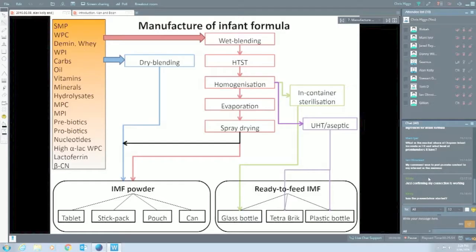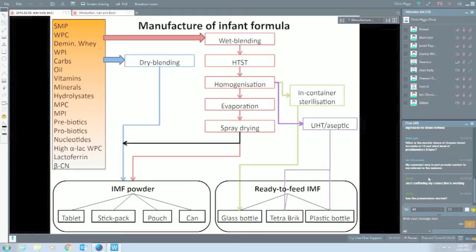About half of the ingredients on the list, like skim milk powder, whey protein concentrate, demineralized whey protein isolate, milk protein concentrate, milk protein isolate, are protein-based, also lactoferrin, beta casein, and high alpha-lactalbumin whey protein concentrate. And I guess we're going to focus this morning on the protein ingredients. Needless to say, a lot of the ingredients on the list are going to be non-proteins, whether they be oils, which are selected to give us the right fatty acid profile, carbohydrates, be they lactose or perhaps oligosaccharides, vitamins, minerals, prebiotics, probiotics, nucleotides. Obviously the nutritional requirements of neonates at different stages make this a very complex proposition.